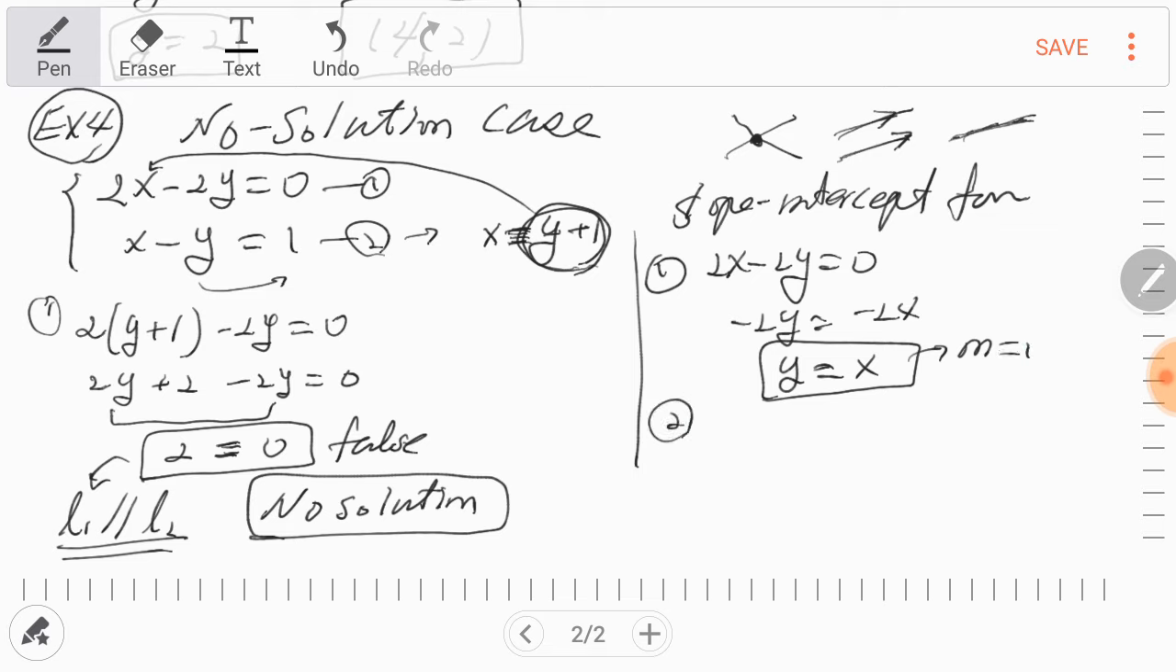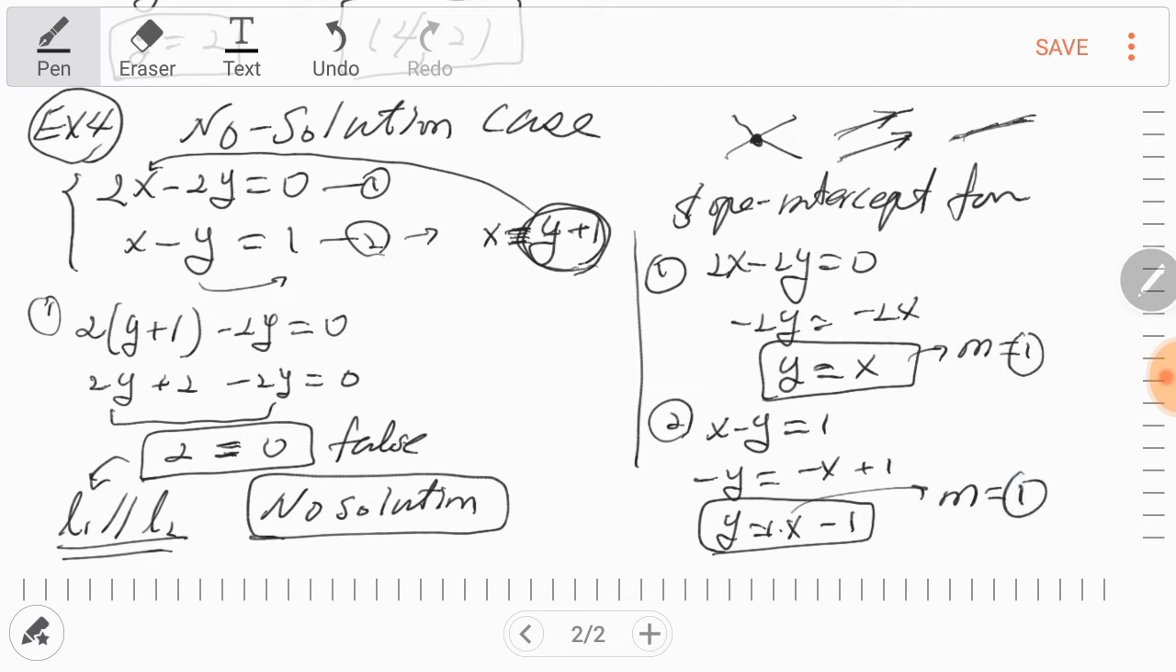How about the second equation? x minus y equals 1. Then negative y equals negative x plus 1. Then y equals, multiply each side by negative, so x minus 1. So this is the second equation. As you see here, the slope is 1. Same slope, so it is parallel. And the y-intercept, this y-intercept is negative 1. In this case, the y-intercept is 0. So two lines are parallel, but they are in different locations. So there is no solution.